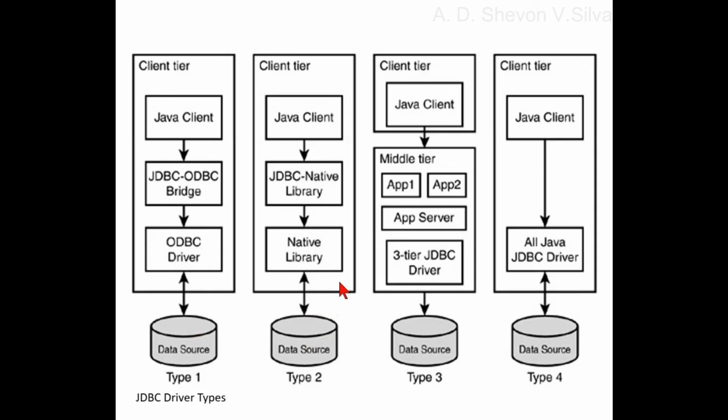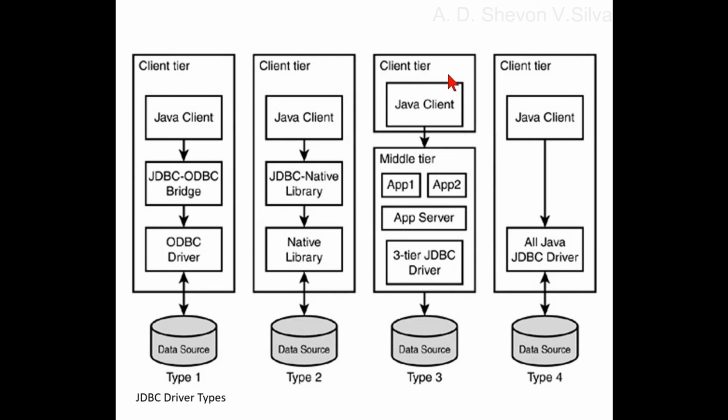In type 2 you can see Java client, JDBC native library and native library are inside client tier. Java client is connected to JDBC native library. JDBC native library is connected to native library, and native library interacts with data source.